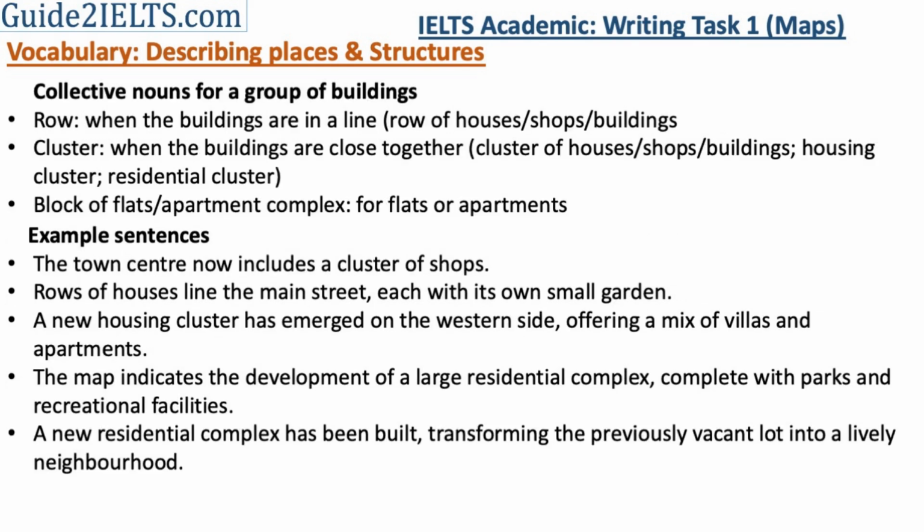When there are a group of buildings, there are specific collective nouns that can be used. When the buildings are in a line, we can use the word row. For example, there are a row of shops along either side of the road. If buildings are close together, we use the word cluster. For flats or apartments, we can say block of flats or apartment complex.